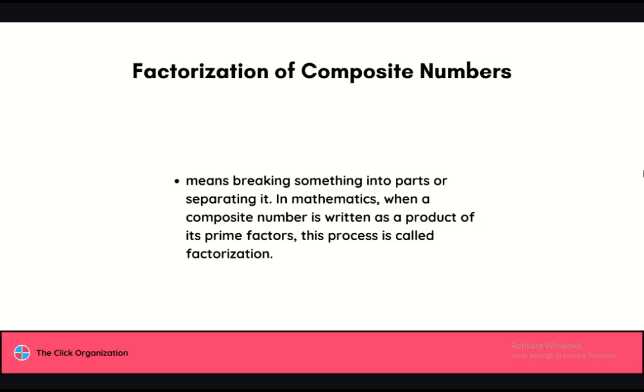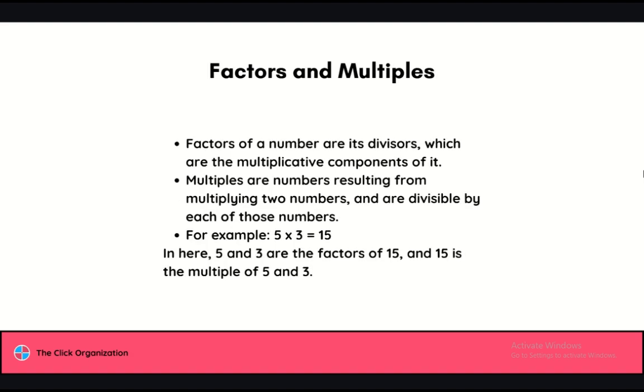Now let's move on and go for factors, multiples, GCF, and LCM. So at the beginning, what are factors and what are multiples? Factors of a number are its divisors, which are the multiplicative components of it. What does divisor mean? A divisor is a number that can make another number be divided. Do you understand? We will have an example and you will completely understand this topic. And also, multiple is the opposite idea of factors.